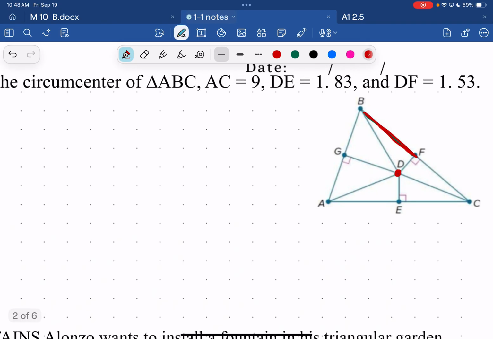So now we are given that this whole length AC is equal to 9 units. We have the length DE, this length, equal to 1.83. We have the length DF, this length, equal to 1.53. These are all the things that are given to us in the question. We want to find BF, but not BFF. We are just sticking with BF, okay? How can we find it?